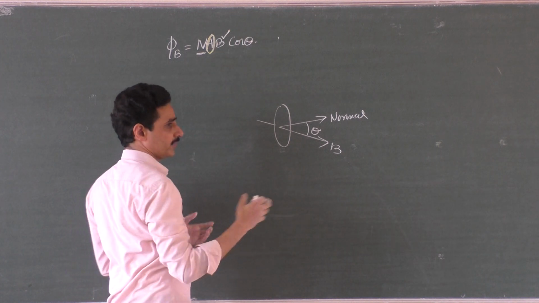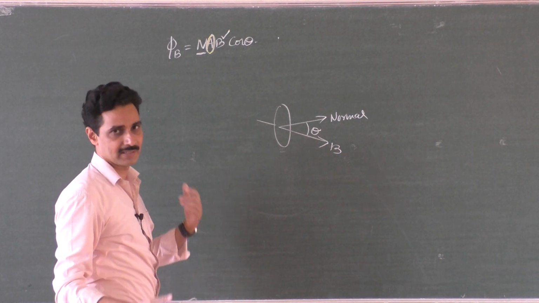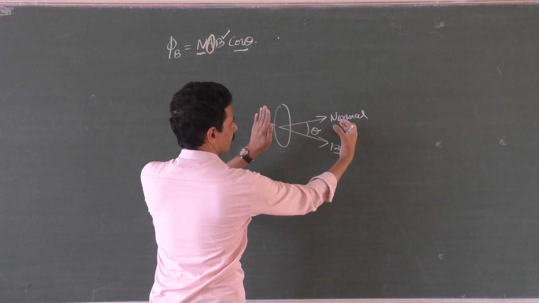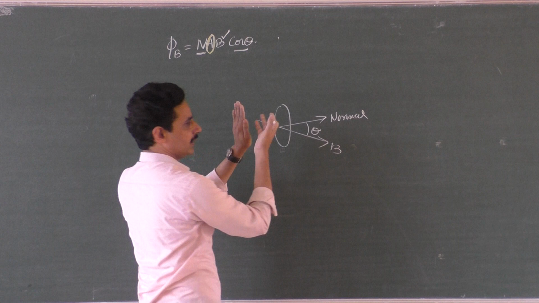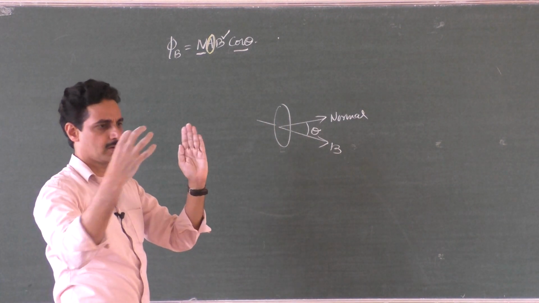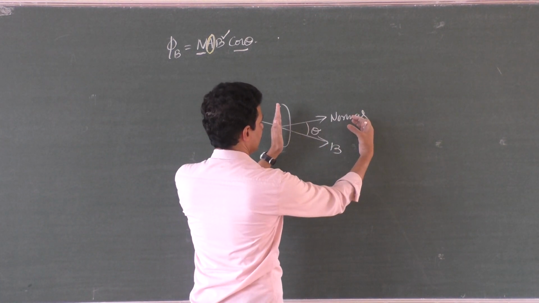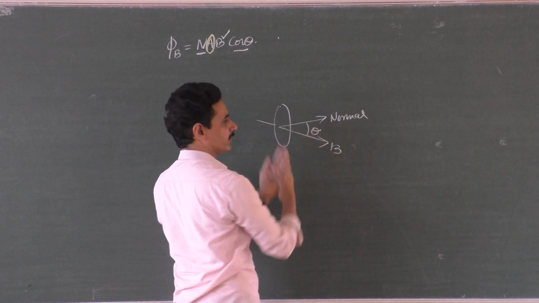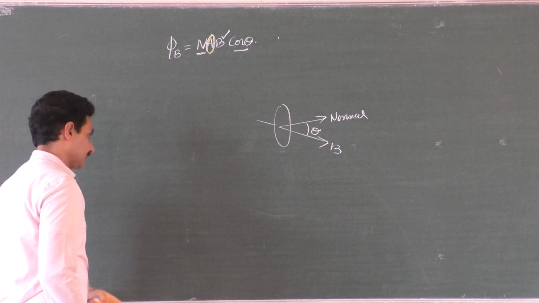You can vary the magnetic field by bringing a magnet very close to the coil, taking it away, or by changing the orientation. Keep the magnet here and turn the coil like this. When you turn the coil, the angle of orientation changes. When the coil is exactly in front of the magnet, maximum flux passes. When the coil is like this, minimum flux passes. You can change it that way also.